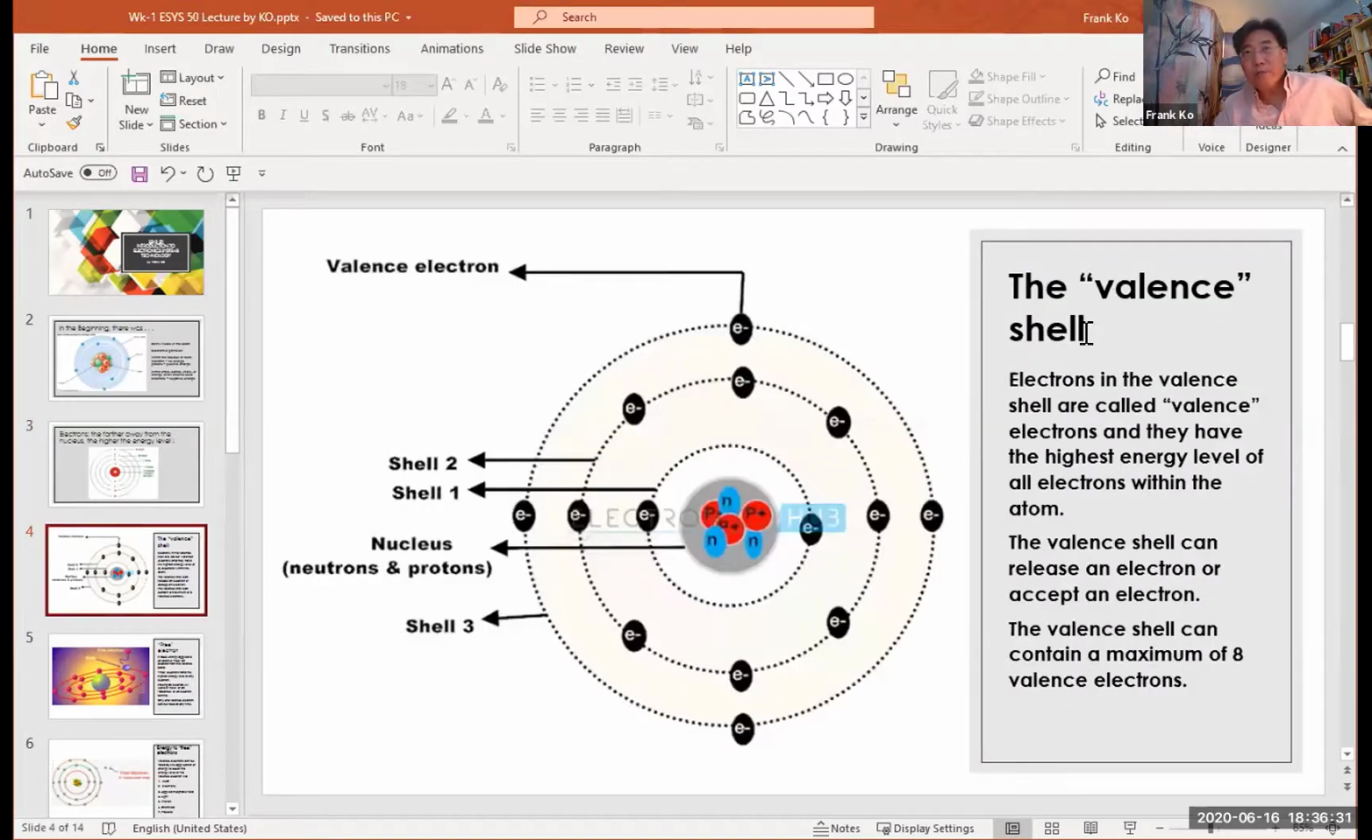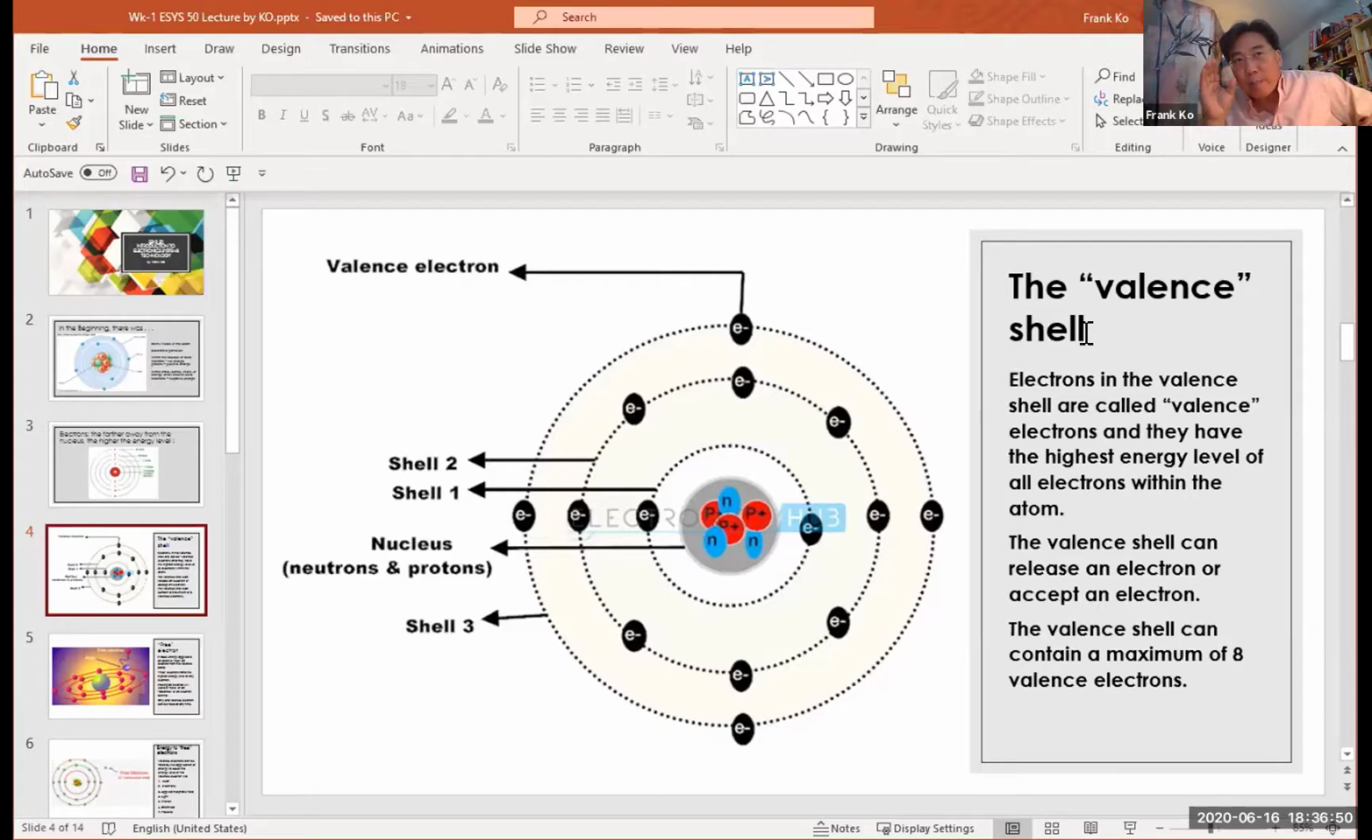Here is the valence shell. It is pronounced valence, with a long A instead of valance. Valance is what people have over their windows. This is valence, and the valence shell is described as being the outermost shell of the electron.